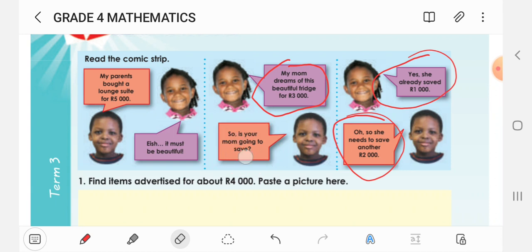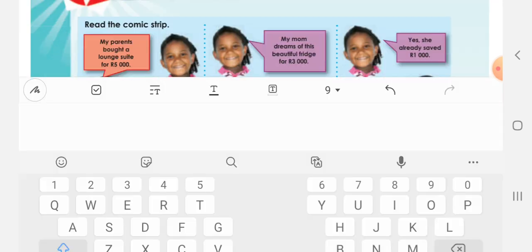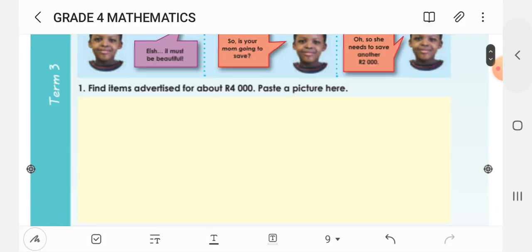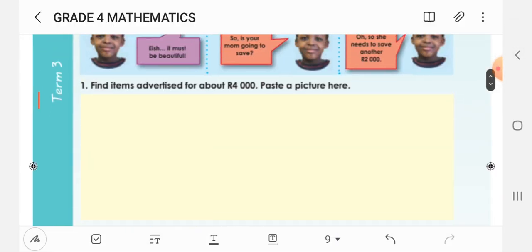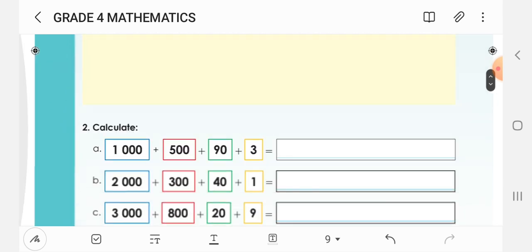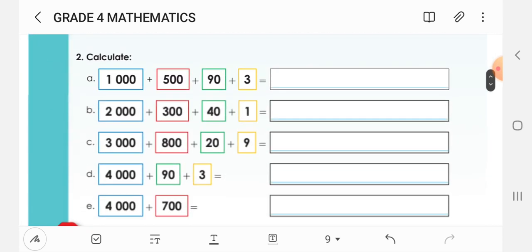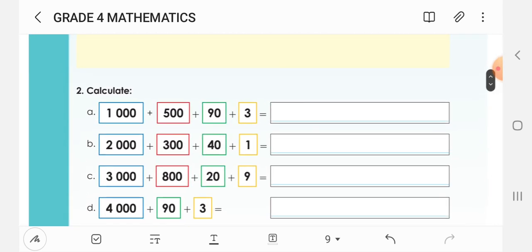Now do you have a magazine at home or newspaper? Find items that are advertised that are priced at 4,000 and paste them here. Now guys, we will be learning about place values.